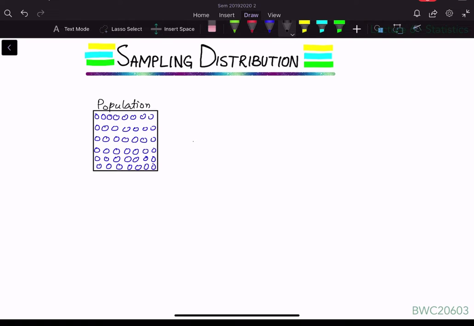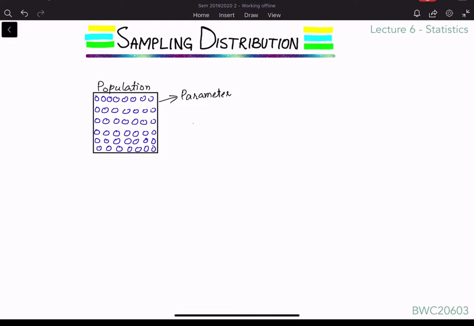And if this is a population, we need some parameters to describe this population. That parameter is a numerical measure about the population that can be the mean, the standard deviation, the variance, or the median, whatever we are interested in. Since we cannot collect data from all of the members of the population, we select small groups which are called samples.